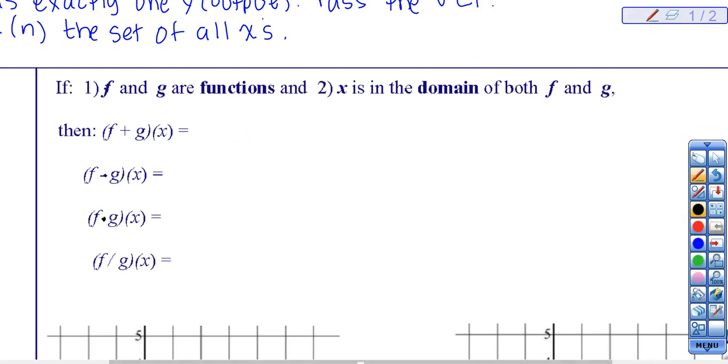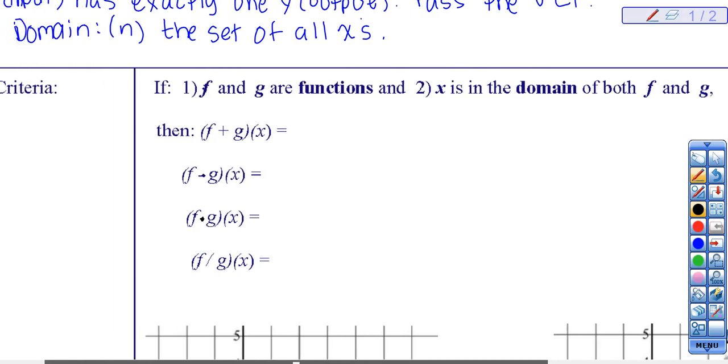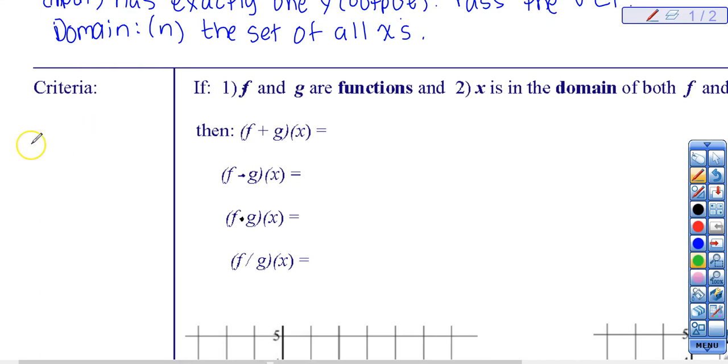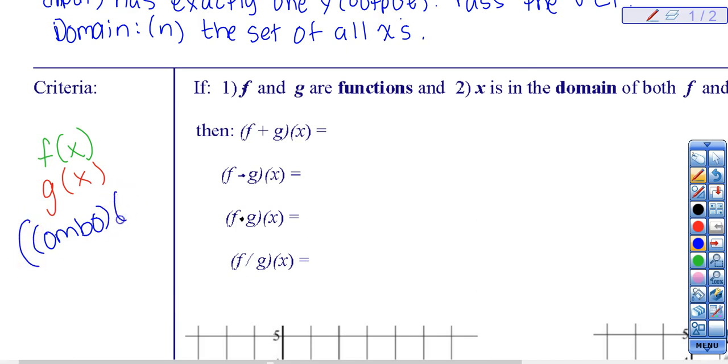Okay, so here's what I'd like you to do over in the left-hand side of your note page. Over here, we're going to color code. All of my functions f will be in green. Switching to red, all of my g functions will be red. And all of my combo functions will be blue. If I add them, I will graph in blue. If I subtract them, if I perform an operation on two functions, I will graph the result in blue. So those are my color coding for today.